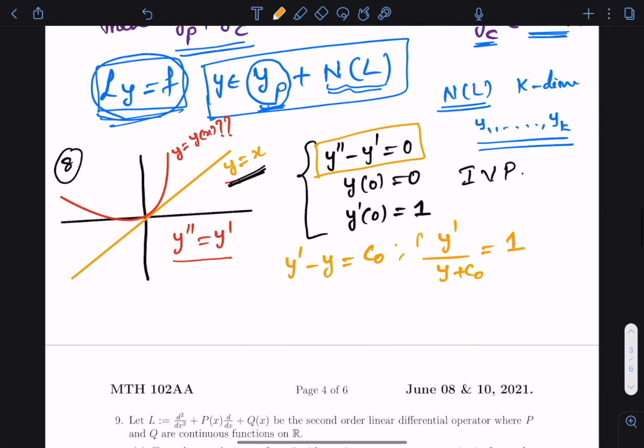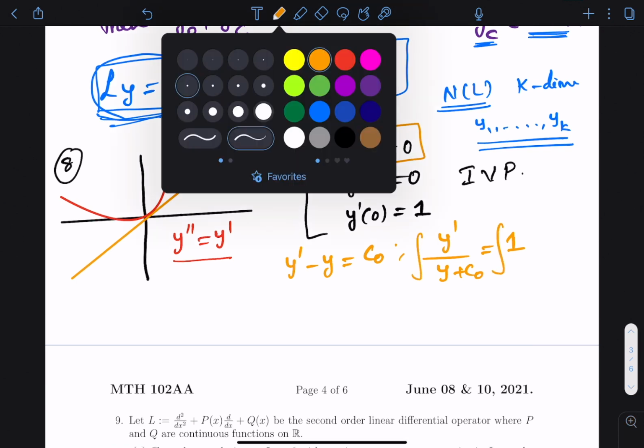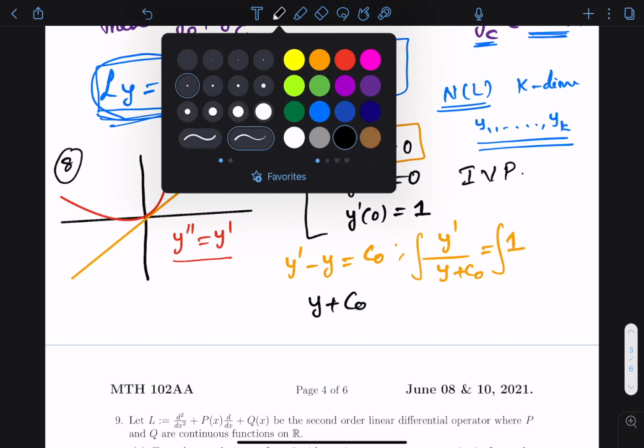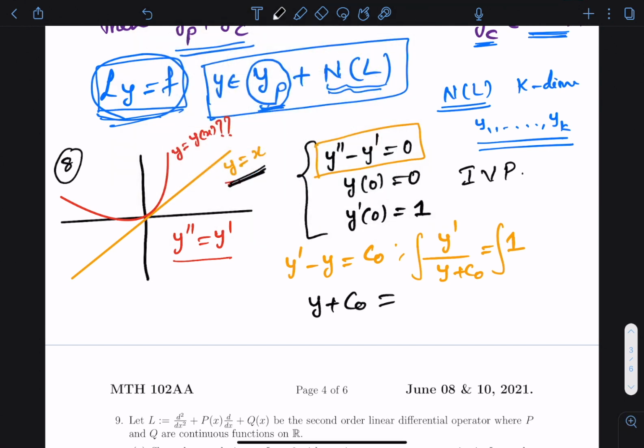Right? Now if you integrate that, this is nothing but log of y plus c naught, and that integral is x, so you will get log of y plus c naught equal to x plus some constant. Let's write the constant as an exponential as well, so you're getting c1 e power x, let's say. So that's the general solution, the two parameter solution that you get, because you have a second order ODE, so you are getting a two parameter family of solutions, right?